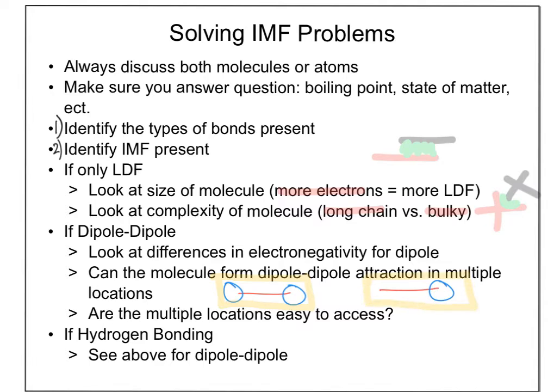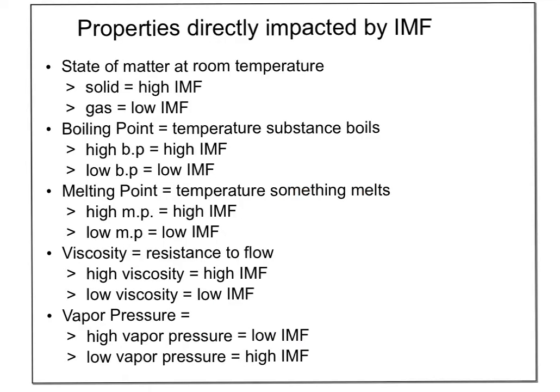And then if it's hydrogen bonding, you're going to look for the same type of thing, but you're looking for those F, O, or N bonds in a molecule. A lot of times AP will not just say who has the strongest intermolecular force. They want you to talk about properties, or they'll say here are the properties, justify. So let's talk one, state of matter at room temperature.